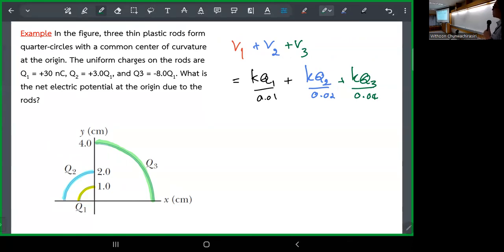Okay, so this kind of problem looks complicated at first, but when you have already seen it once or twice, then it's easier than you think. So that's it, guys. That's your net potential at the origin right there. Done. Cool. All right, very good.